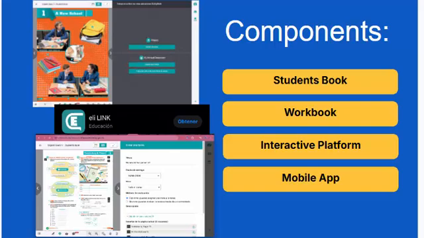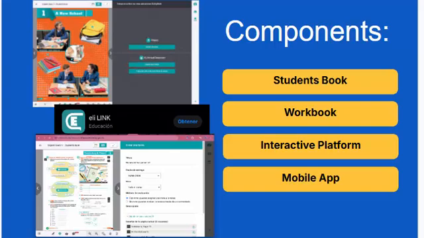Then we have the workbook. That's where we put all the knowledge that we get in the student book just in one place with different kinds of activities, exercises. There's where we answer reading, speaking. So the workbook is really important. There's no student book without workbook.